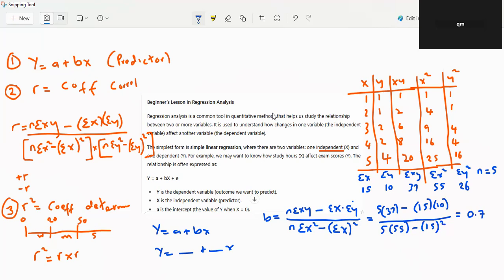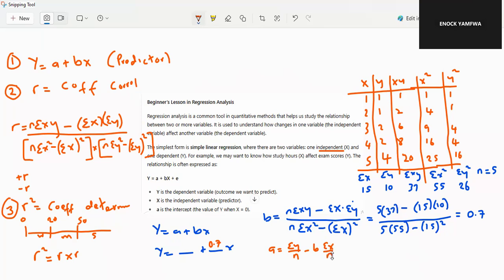So where do you take the 0.7? Just on the B alone. So you can't find A before finding B. What's the formula for A? Summation of y over n, minus b, summation of x over n.